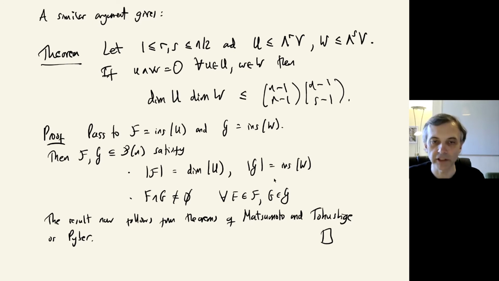And if I take anything in F and anything in G, they intersect. So I have a cross-intersecting pair. And then there are old results of Matsumoto and Tokushige, or Pyber, that tell you that the product of the size of F and the size of G is at most n-1 choose r-1 times n-1 choose s-1. Okay, so it comes out exactly the same way. Curiously, as I said, we did look and couldn't find these results in the algebra literature, whereas with combinatorial tools, they're very natural.